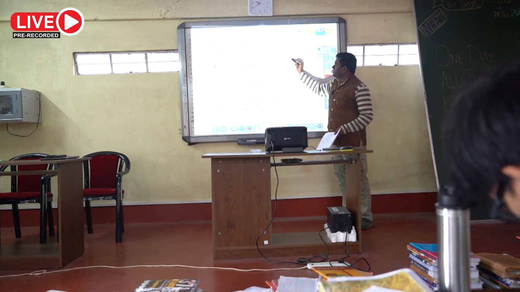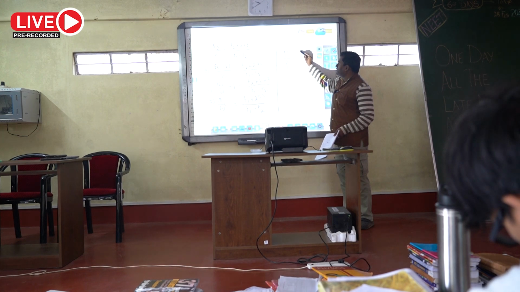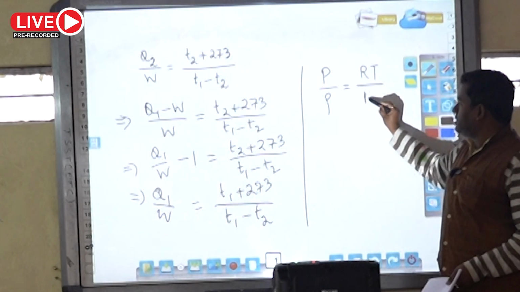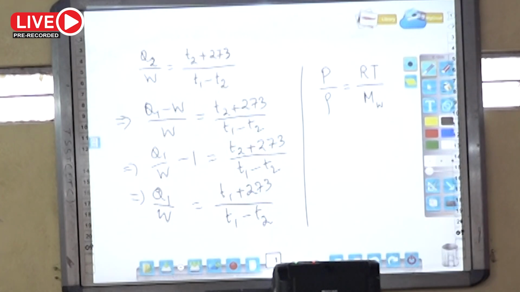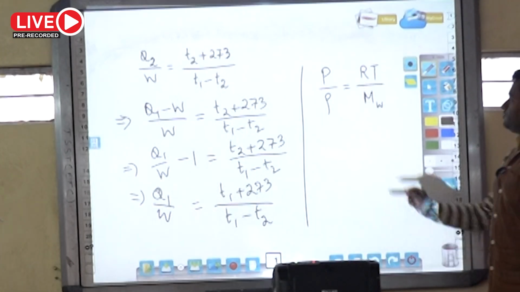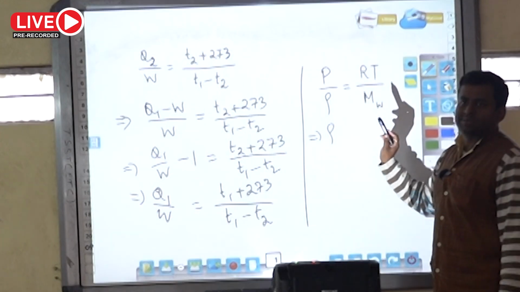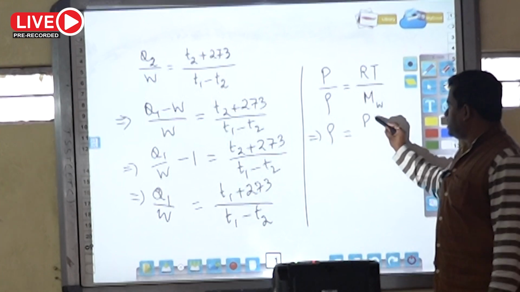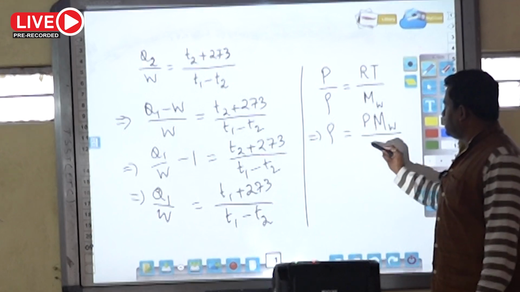We can write that P by rho, where rho is the density of the gas, is equal to RT by molecular weight of the gas, MW. Okay. So from this we can write, this is one form of the equation of state, rho equal to P MW divided by RT.